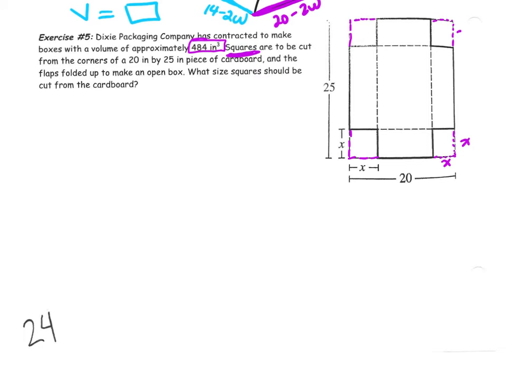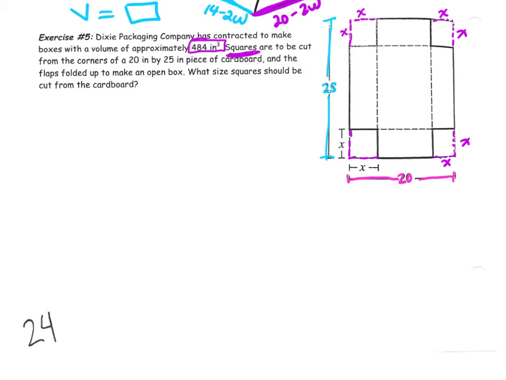So I'm just drawing in all these values have a length of X. And we know that from each corner to make the open box, from here to here is of length 25, which is given to us. And then from here to here is of length 20. Okay, so this is similar to the problem we just did before. And the question asks what size square should be cut from the cardboard.